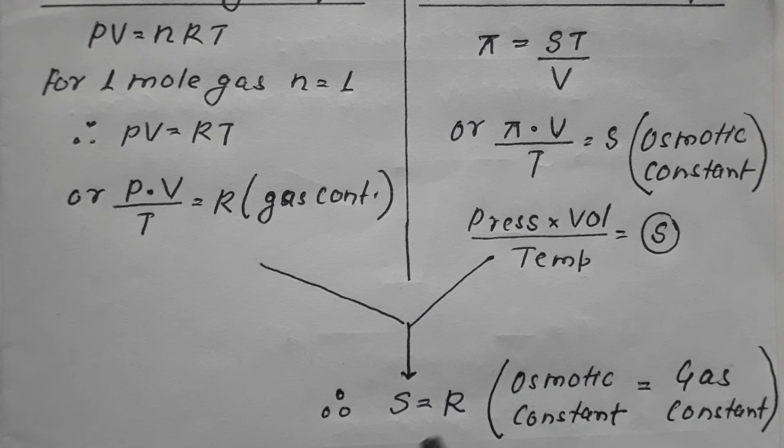The osmotic constant S is equal to the gas constant R. Therefore we can replace S by R in the equation. The value of R is known to us, so we can replace this osmotic constant S by gas constant R.